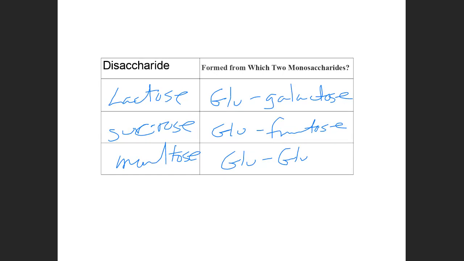And what are the three polysaccharides? Starch, glycogen, and cellulose. Yep, starch, glycogen, and cellulose. And they're all made of glucose, although cellulose is made of beta glucose, that other form.